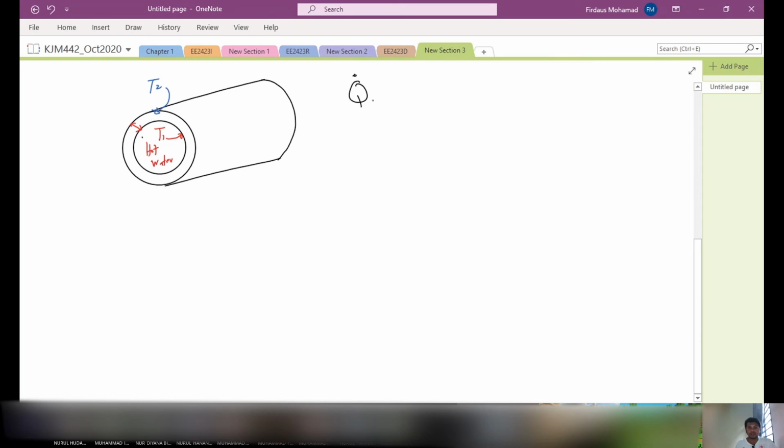So Q dot conduction is basically equal to minus kA dT over dx, which is the thickness. Here dx means it is for a one dimensional plane wall. But for the cylindrical coordinate system, you need to change the thickness in terms of dr. So this is how to determine the Q dot conduction for the cylinder. It reflects the dr, meaning the area.